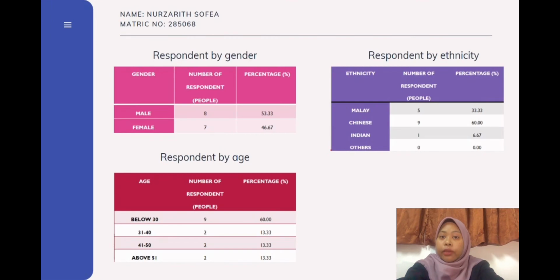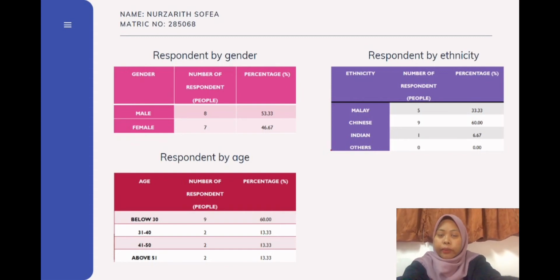Based on the survey of 15 customers, the percentage of customers by male gender is the highest, which is 53.33%, while the percentage of customers by female gender is 46.67%. In my opinion, the reason why male customers are the highest is because males tend to buy instrumental and leisure items, whereas females tend to buy symbolic and self-expressive goods.